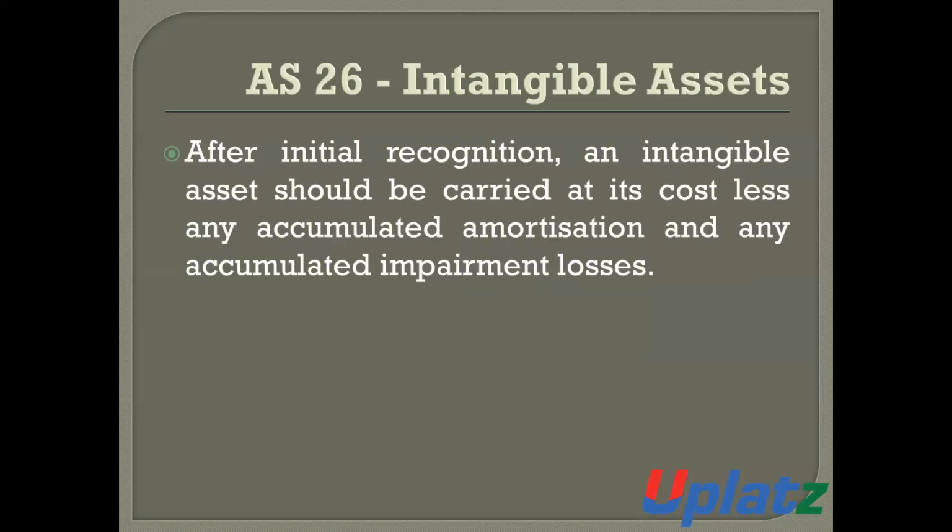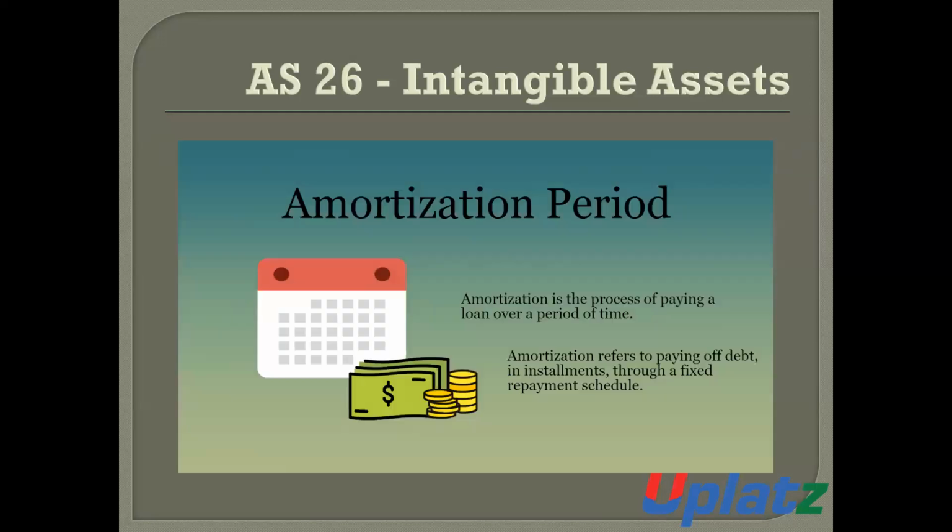After the initial recognition, an intangible asset should be carried at its cost less the amount of accumulated amortization and any accumulated impairment loss. That is, the intangible asset is recognized at cost less accumulated amortization and less the amount of accumulated impairment losses.